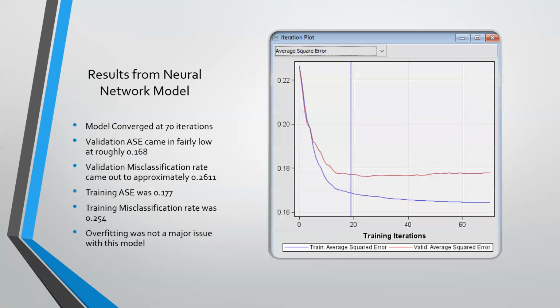Next slide, please. Here we can see the results of our first neural network model. Again, we can see that the model converged at 70 iterations. However, the best model was chosen at the 19th iteration. This model also resulted in fairly low average square error values and misclassification rates, meaning that overfitting was not a major concern.